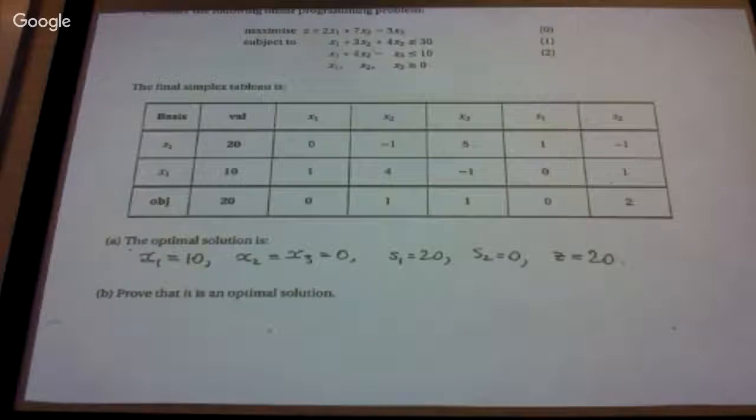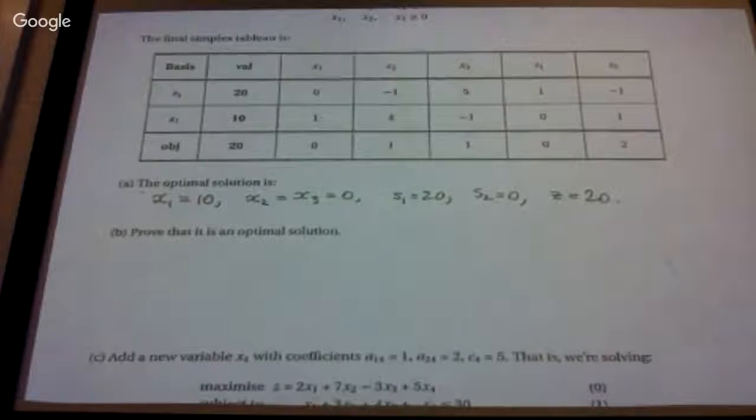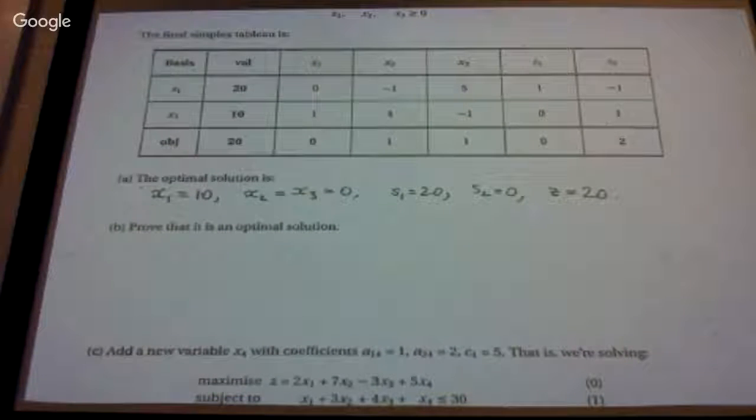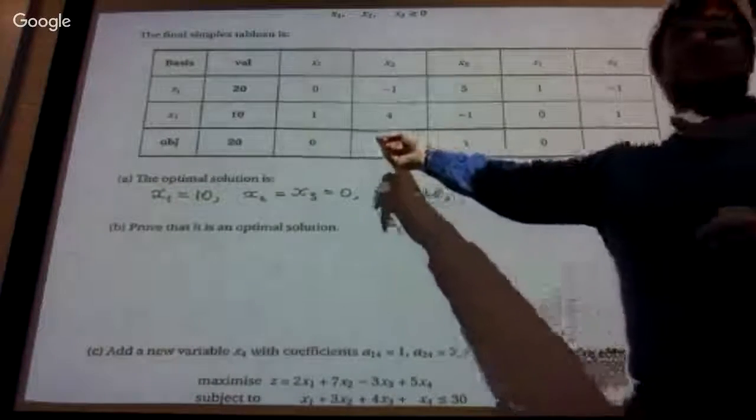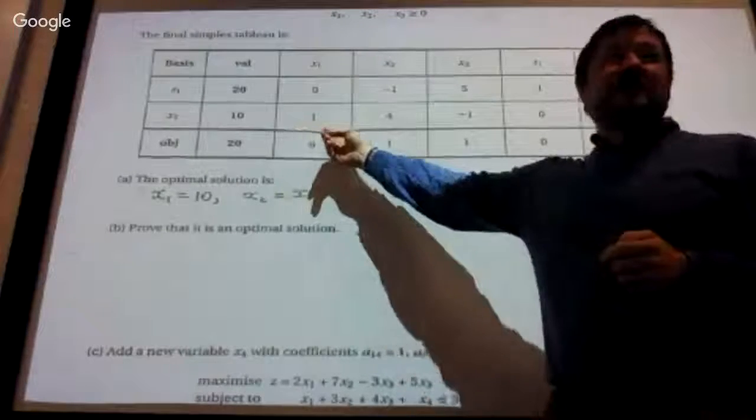Okay, proving that this thing is optimal, that was a bit of a tricky question, perhaps. So I've suggested that you shouldn't try to do it. But a way of proving that a solution is optimal and there can't be any better feasible solution is, well, how do you know that from the tableau? How do you know that you have found an optimal solution? Well, you know because all these values are non-negative. Right? So that's key.